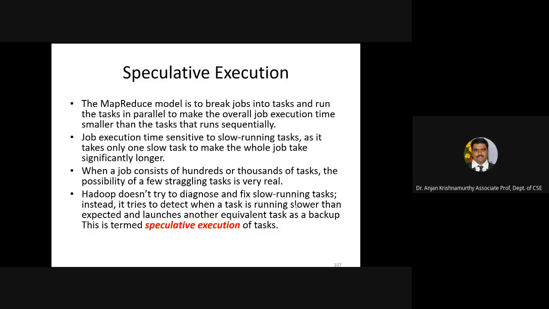That is, when a task that you have created does not run at the actual run rate expected for the task to execute, but rather a lesser amount of tasks. In such a particular case, Hadoop launches another equivalent task as a backup task, and this is called speculative execution of a task.